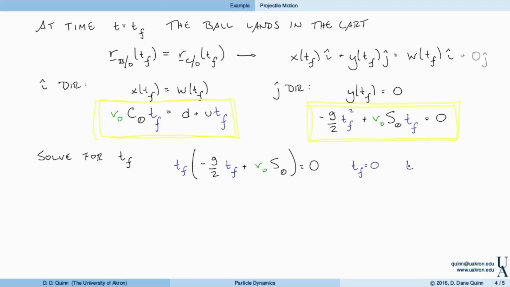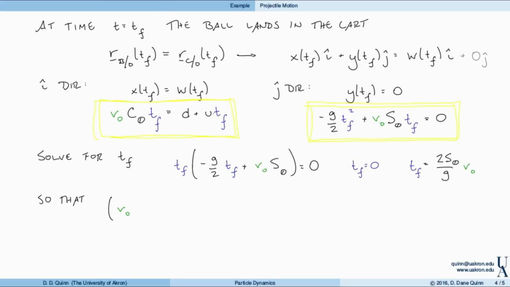The solution we're interested in comes from this second piece, and that can be solved so that t final equals 2 sine of theta divided by g times v naught. So if I know v naught, I can solve for t final. But of course I don't yet, so I will take this, introduce it back into this equation, and find the following.